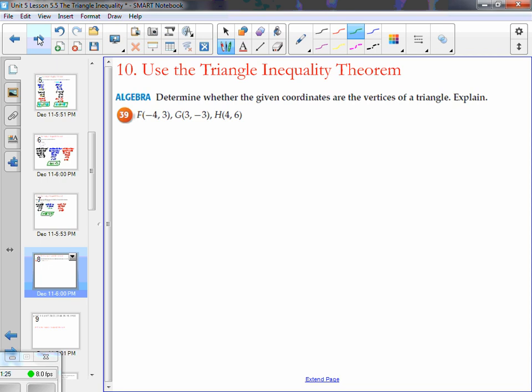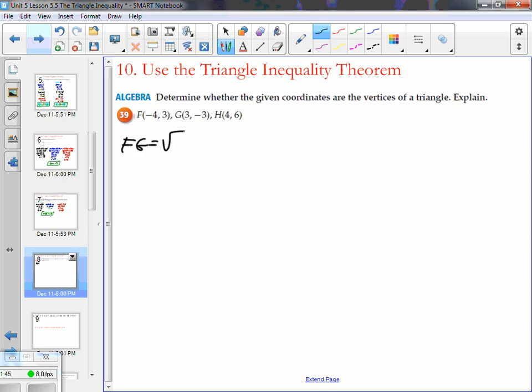All right. Number 39. Determine whether the given coordinates are vertices of a triangle. We don't even know the lengths of the sides. So what are we going to do? Distance formula.